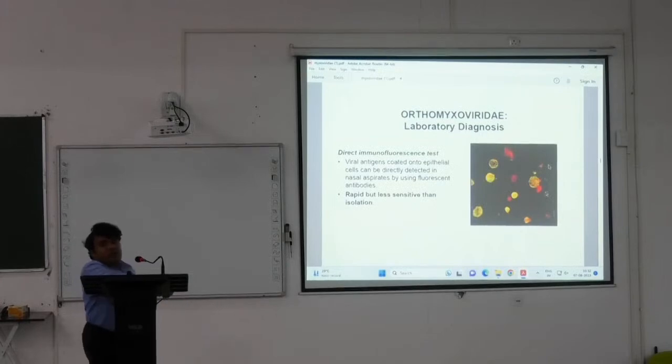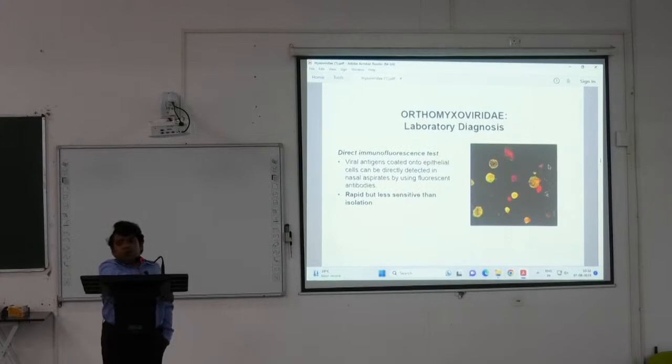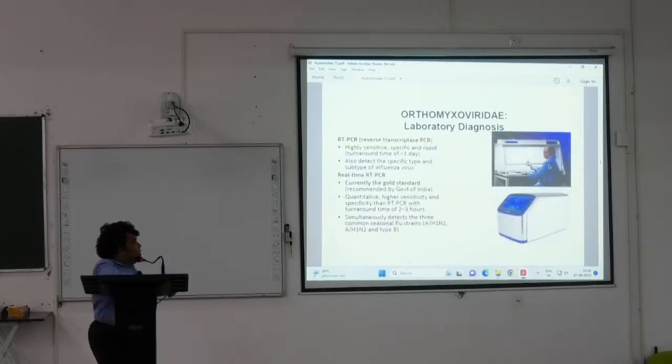Other methods would include direct immunofluorescence test. In immunofluorescence test, antibody coated with fluorescent material is stained with the sample and observed under fluorescent microscope. But the best method is reverse transcriptase PCR. More importantly is the real-time PCR. It can generate the results much more quickly.